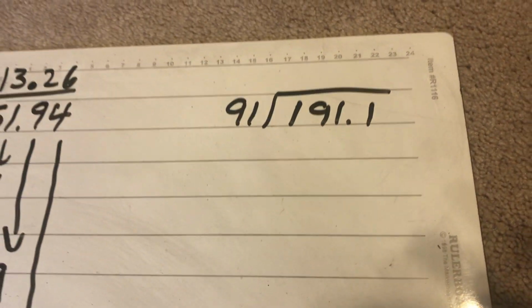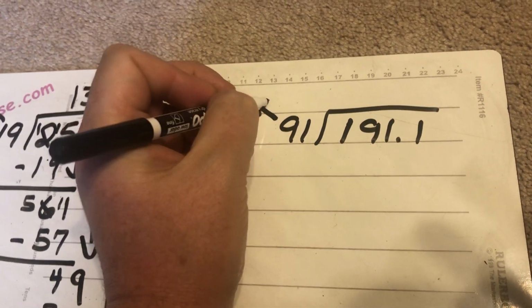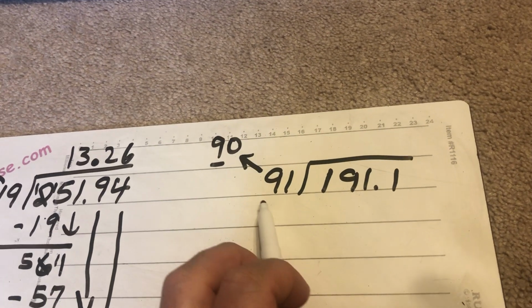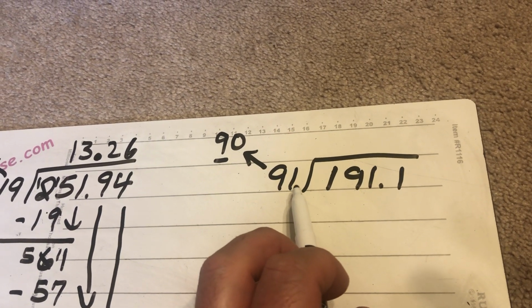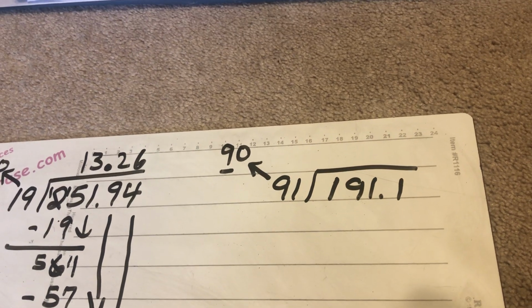Last one, 191 and 1/10 divided by 91. Well, the 91 is going to get rounded to 90. I'm going to think about the smaller number 9. The 9 is in the greatest place value. The 1 tells me to round down, so that becomes a 0. The 91 becomes 90.